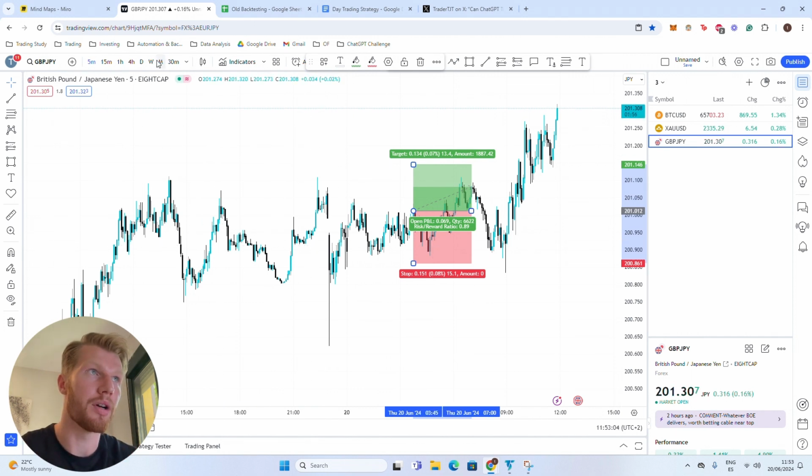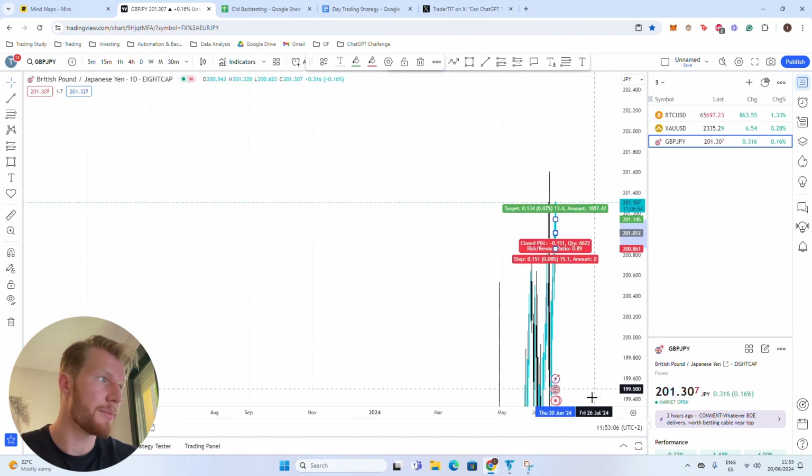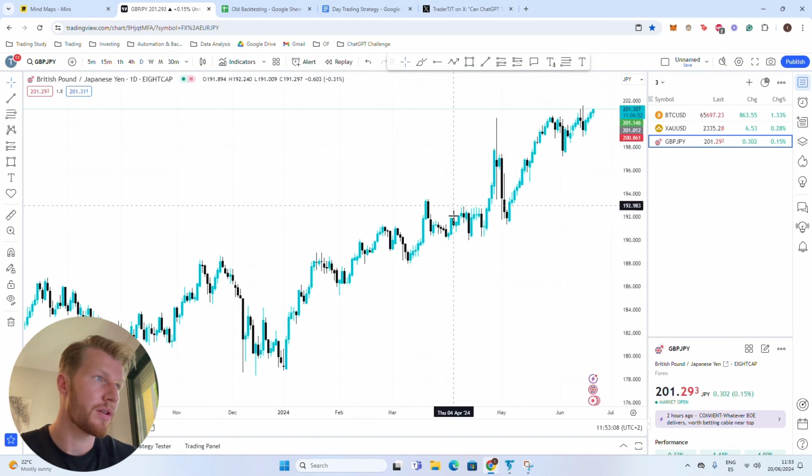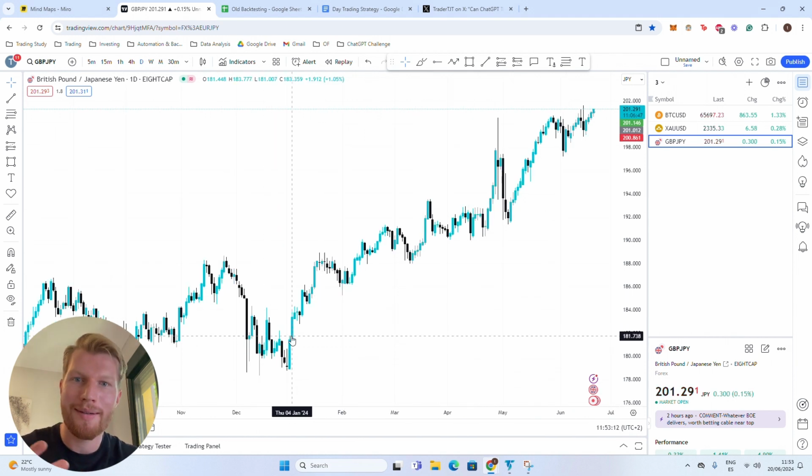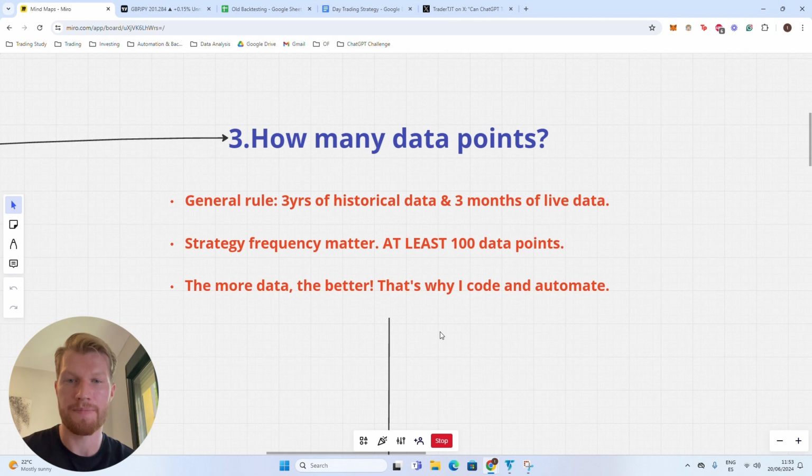If I'm, however, on the daily chart and I'm trading with some sort of swing trading strategy where I have 1 trade a month, well, I'm only going to have about 40 backtesting points across a 3-year period, or whatever it ends up being. That's not really enough to conclude anything of value. So the frequency of the strategy does matter. And I would say, as another general rule of thumb, minimum of 100 data points to conclude anything of value. That's the absolute minimum.